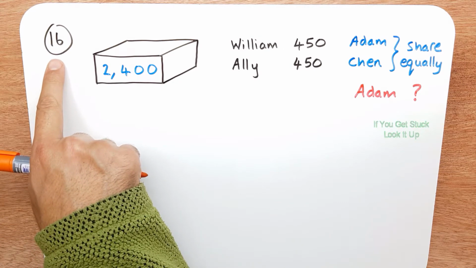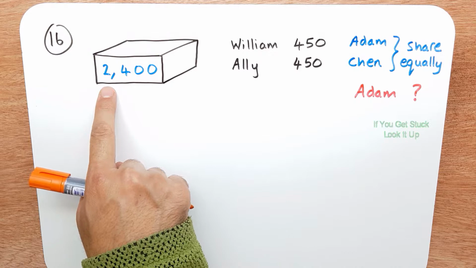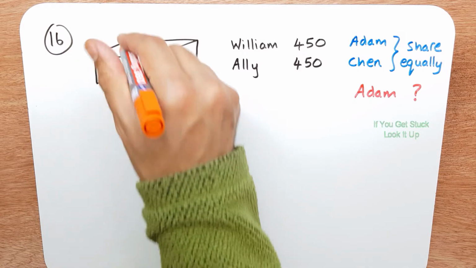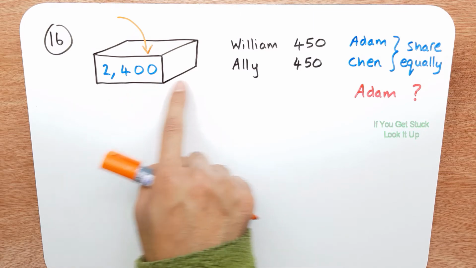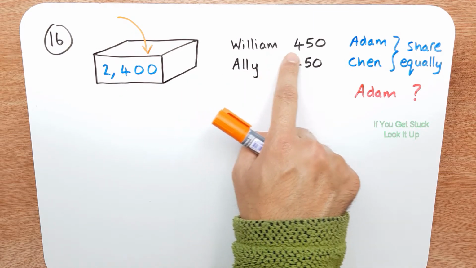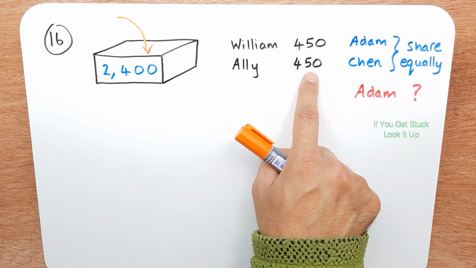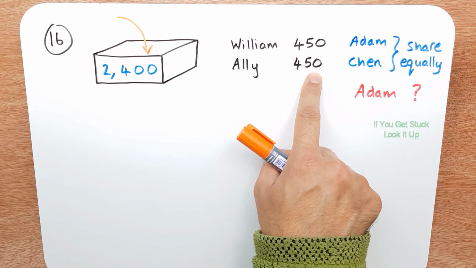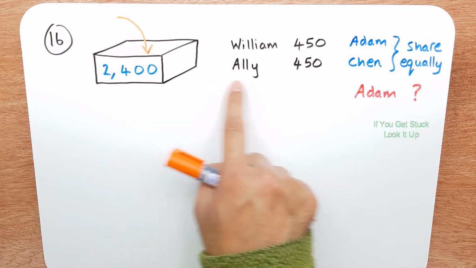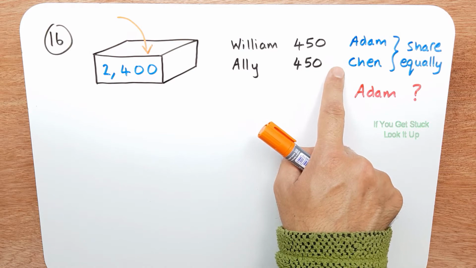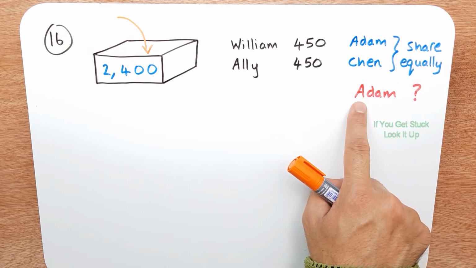In question 16, we're told that there are 2,400 leaflets in this box, and that William takes 450 and Ali takes 450. And then whatever remains in there, whatever's left in there, Adam and Chen share equally. And the question is, how many leaflets does Adam have?